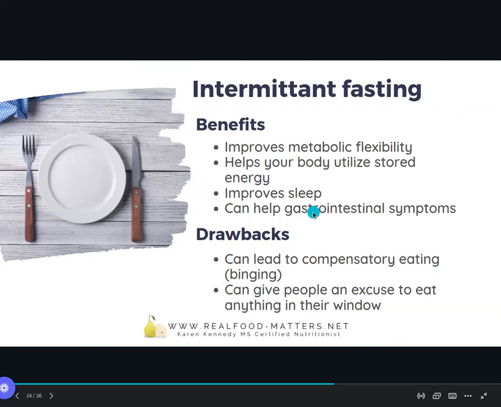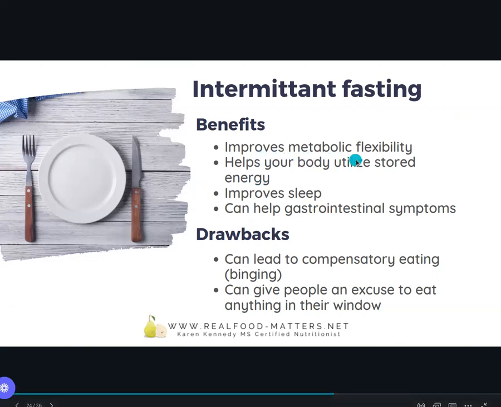But the benefit of intermittent fasting is it improves metabolic flexibility. It's just like training a muscle. Teach your body to use the fat. And it helps your body utilize stored energy, in other words, burn fat. It improves sleep because if you stop eating 3 hours before bedtime, you're not digesting food while you're trying to sleep. And it really helps gastrointestinal symptoms like reflux, like SIBO, if you have SIBO.